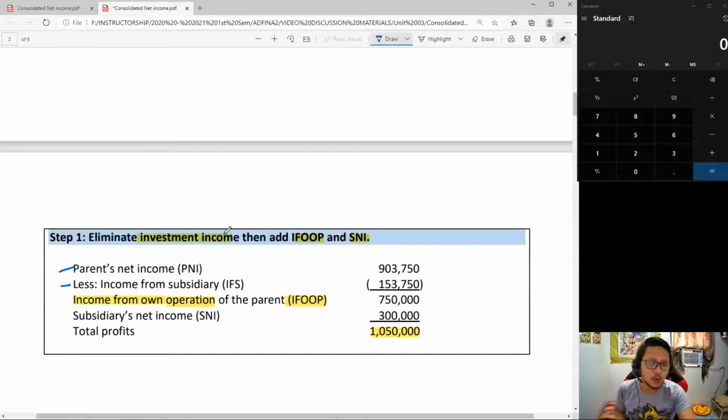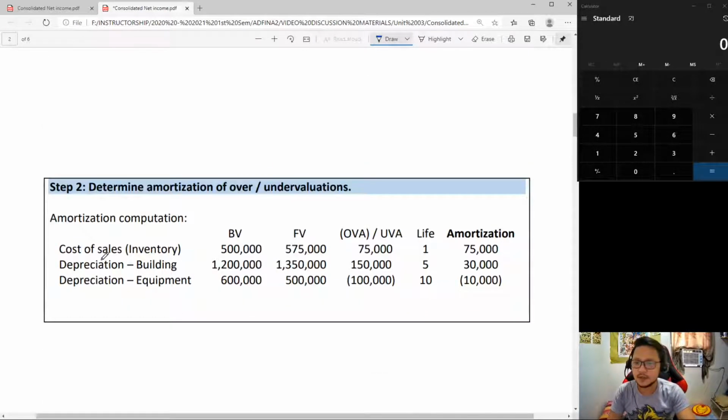Step 1, eliminate investment income and then add the income from own operation of the parent and the subsidiary net income. Step 2, determine the amortization of over and under valuations. So I have here a table for you. First, cost of sales coming from inventory with book value and fair value. This is our given earlier, and it is actually undervalued by 75,000 because our fair value is higher.